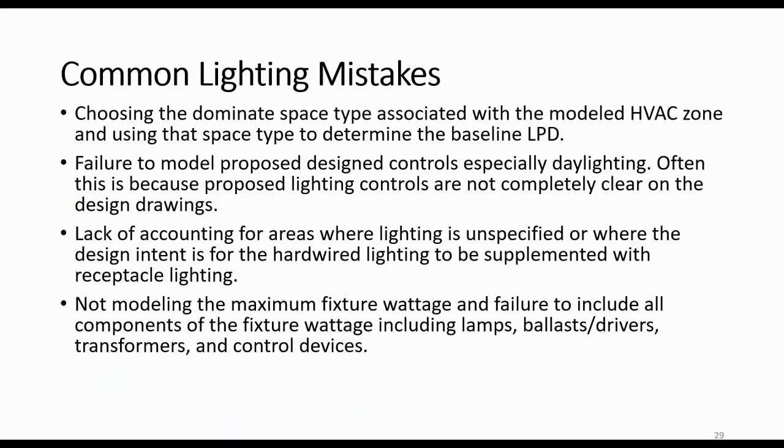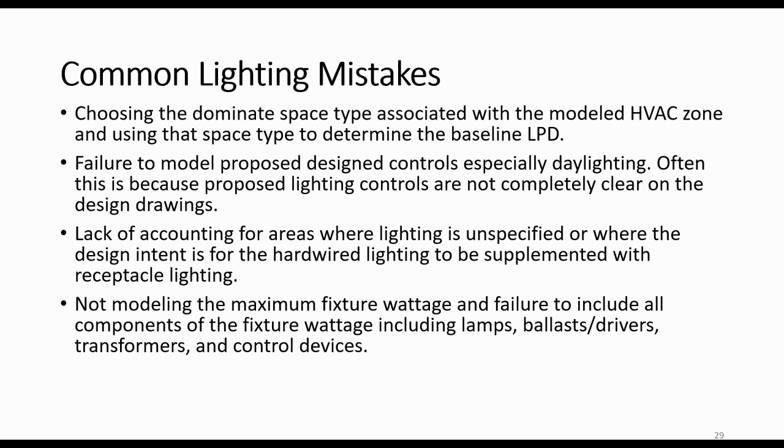Back to the PowerPoint. All right, so to conclude lighting, I just want to discuss some common lighting mistakes. The first is sometimes as a shortcut, modelers will choose the dominant space type associated with a modeled HVAC zone rather than using all of the areas of the different space types to determine the baseline lighting power density. And this is automated in the compliance form, so that should eliminate this issue or reduce it.